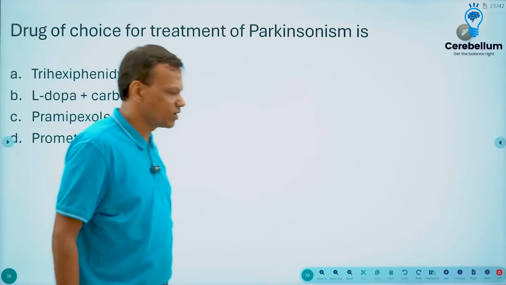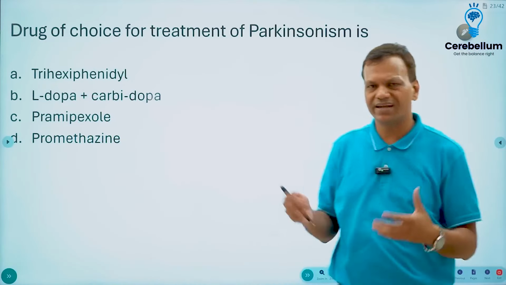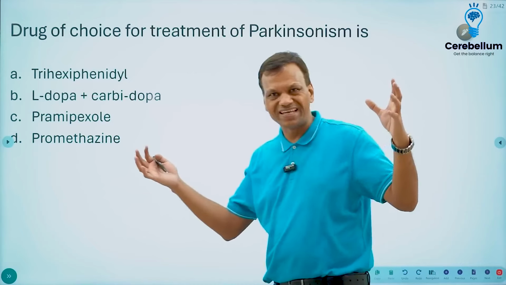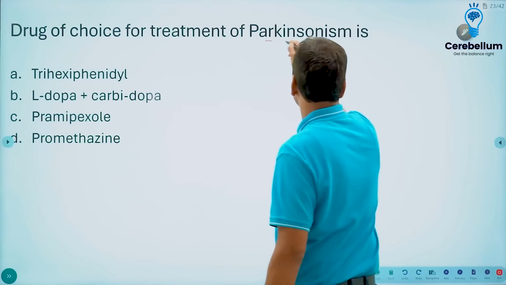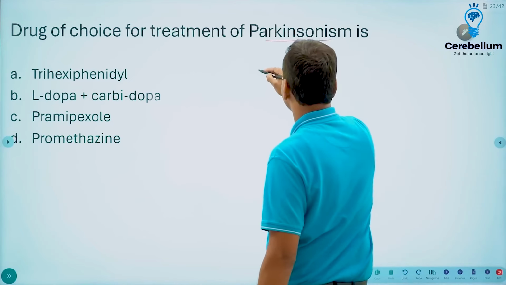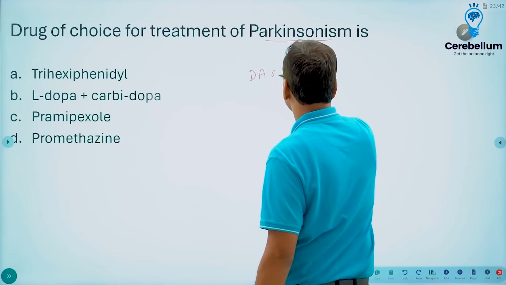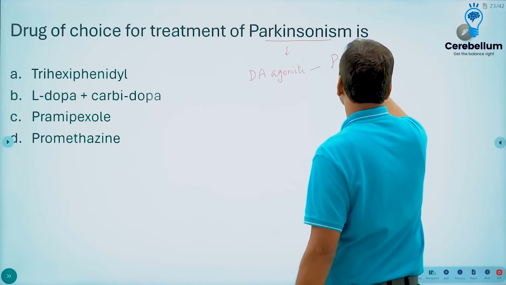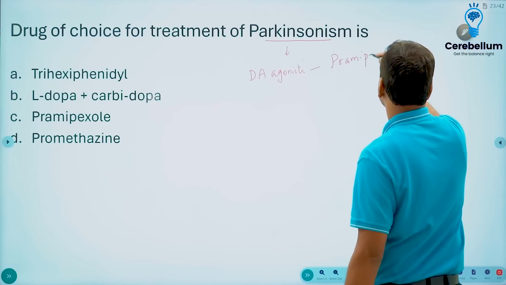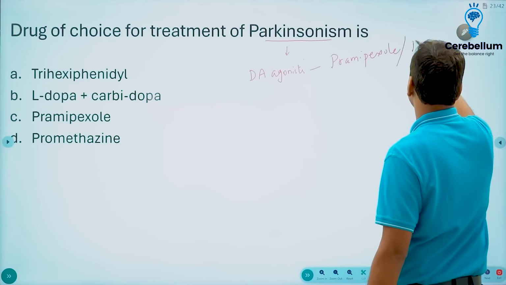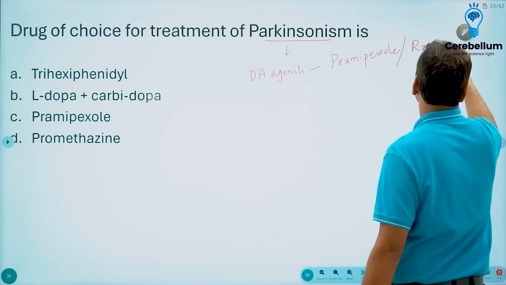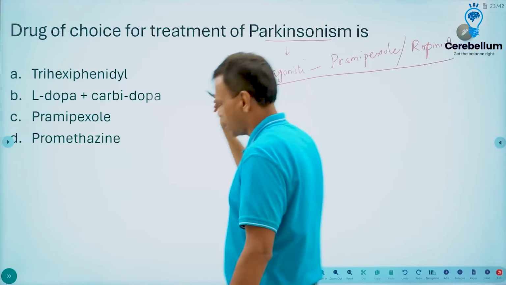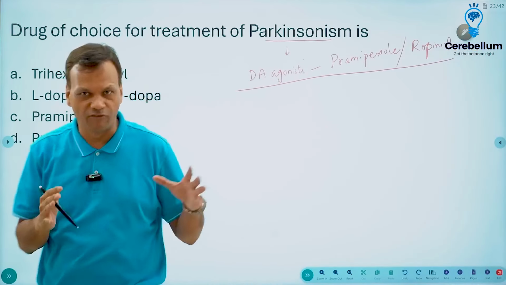Drug of choice for treatment of Parkinsonism is, this I keep on telling again and again several times. It's been many years now. So for Parkinsonism, now the drug of choice is dopamine agonist. Dopamine agonists are drug of choice, like pramipexole and ropinirole. Pramipexole or ropinirole are drug of choice for Parkinsonism now. They are preferred over levodopa.